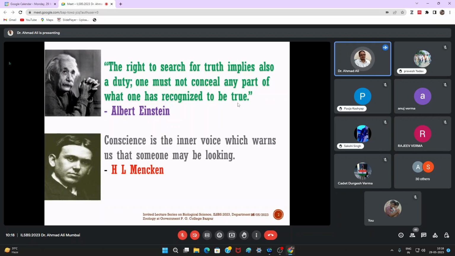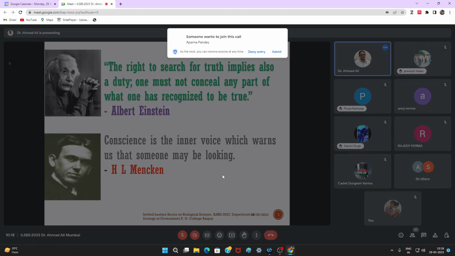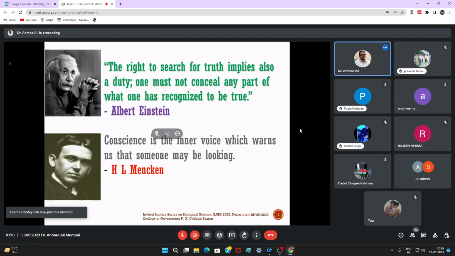Conscience is a general term which is not just applicable to science, it is everywhere in our day-to-day life, in our lab work or in our classroom. So H.L. Mencken, a very well-known author and philosopher, said that conscience is the inner voice which warns us that someone may be looking. So this is what it means: when someone is watching us and we don't know, we should not do this.